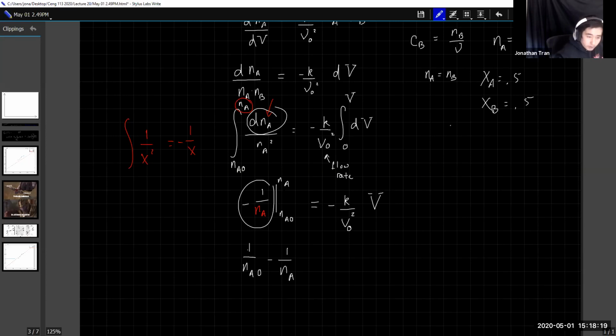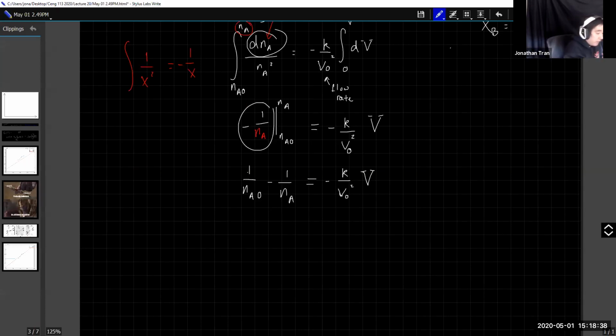And so when we evaluate this, we're going to get 1 over NA naught minus 1 over NA is equal to the same stuff on the right over here, V naught squared times the volume. And then rearranging, we can get that the volume is equal to 1 over NA naught minus 1 over NA times V naught squared over K.